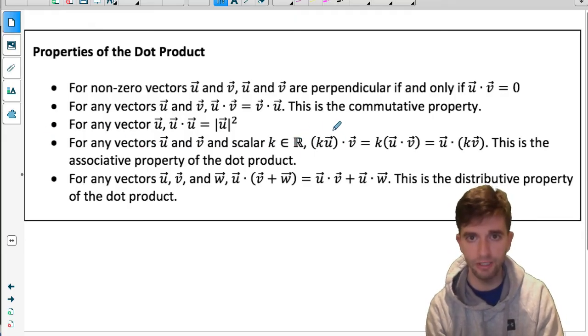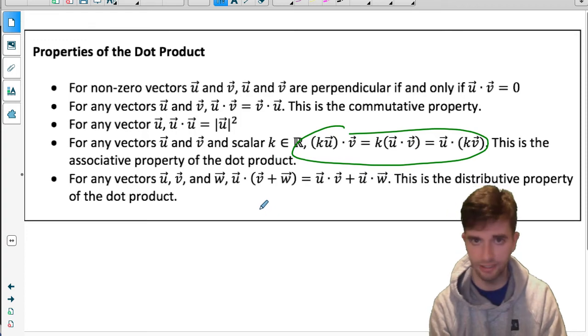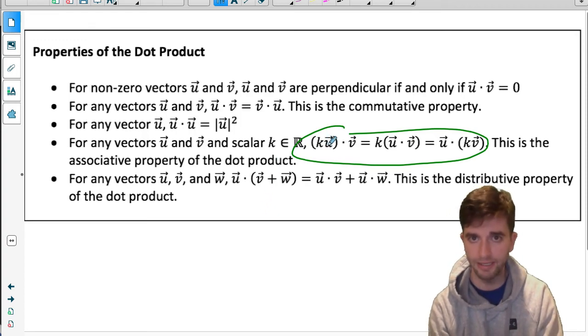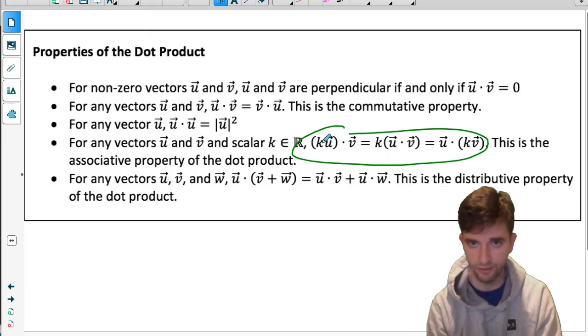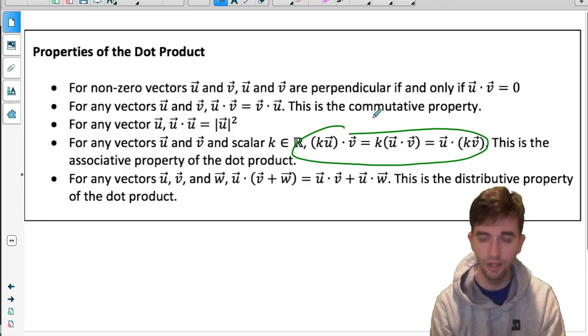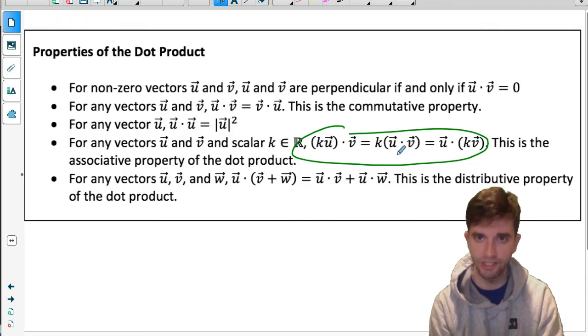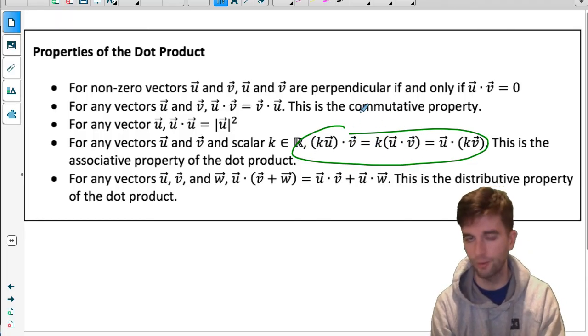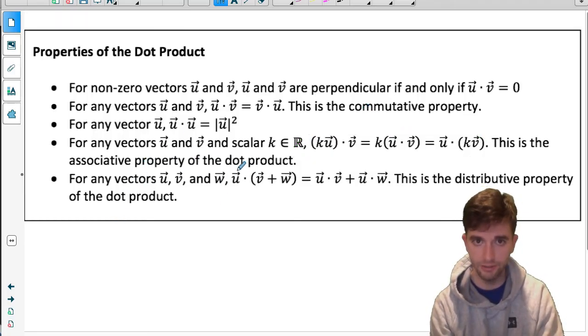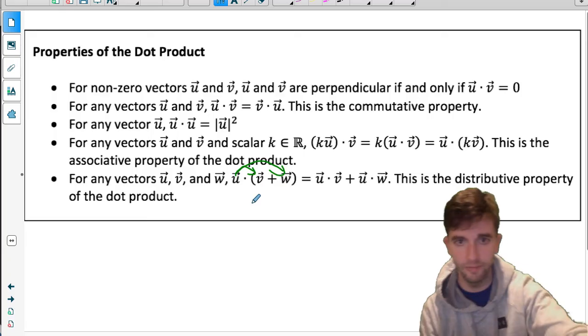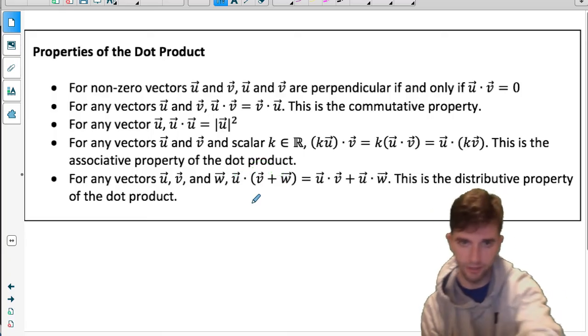The associative property would be important to understand as well. If you were multiplying a scalar by a dot product, it wouldn't matter whether you multiplied that scalar by one of the individual vectors first and then did the dot product with the other, or if you did the dot product of the 2 vectors first and then multiplied that dot product by the scalar. It would be equivalent. And lastly, for any 3 vectors u, v, and w, the distributive property works: u dot (v plus w) is equal to u dot v plus u dot w. So there are just a few properties of dot product that you should know.